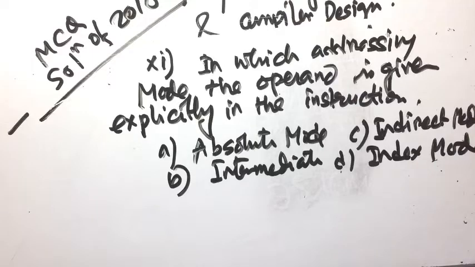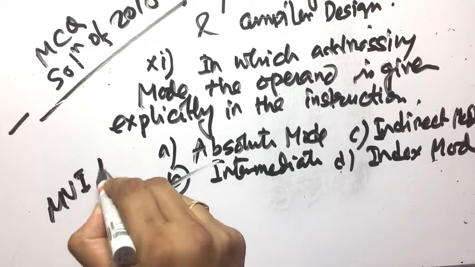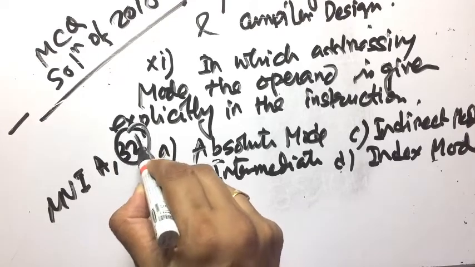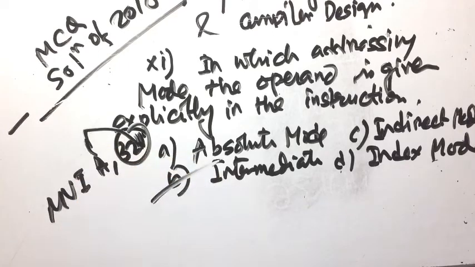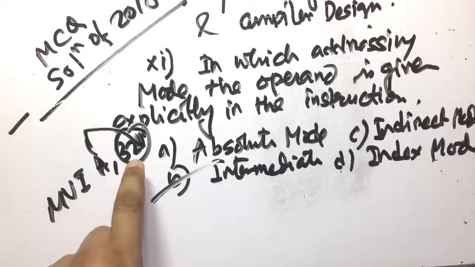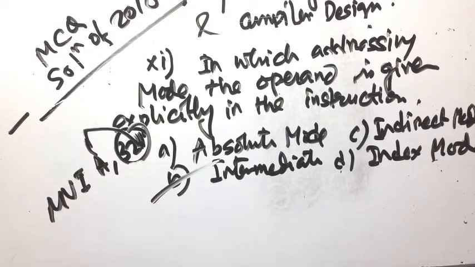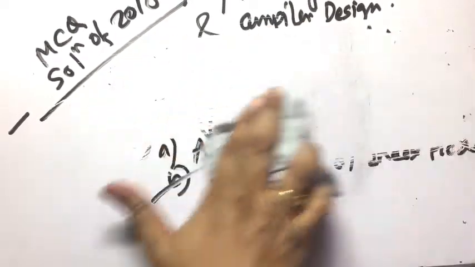In which addressing mode is the operand given within the instruction itself? The operand, the value, is given within the instruction itself. That is immediate addressing mode. Because in MVI A, 32, the value is given to the register directly. This is one of the operands and the value is given directly. The answer is immediate addressing mode.